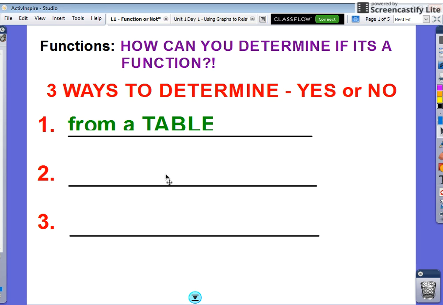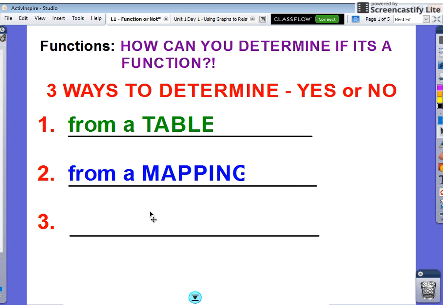So we have three different ways of determining it. The first one is from a table. So we'll be comparing tables and looking at those tables and determining whether or not it's a function. The next way we can determine if something is a function is by looking at a mapping. A mapping is going to be a diagram that we'll look at here in a bit. And the last way is from a graph. So if you need to, take a second, press pause, and write those in on your notes.